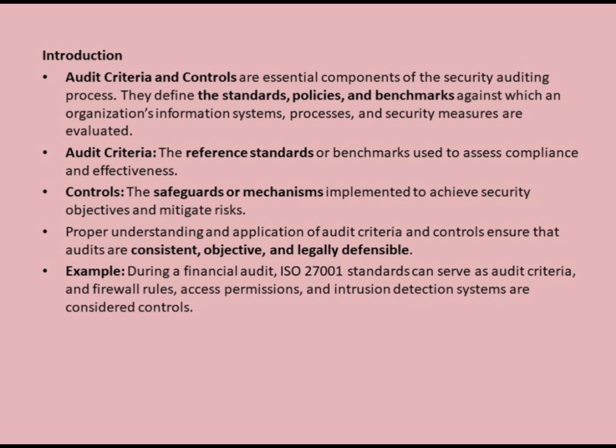Practical example: during a financial system audit. Audit criteria: ISO 27001 standards for access control and data protection. Controls evaluated: firewall configurations, user access permissions, encryption of sensitive transactions, and monitoring of suspicious activities. By combining audit criteria and controls, auditors can systematically assess whether security measures are adequate, risks are mitigated, and the organization complies with legal or regulatory requirements.